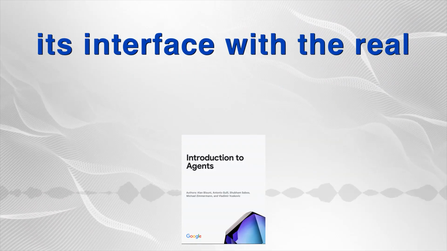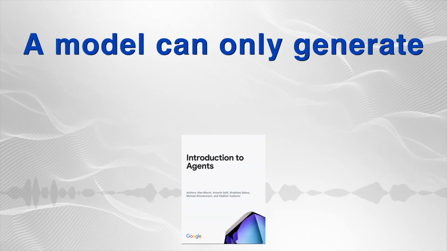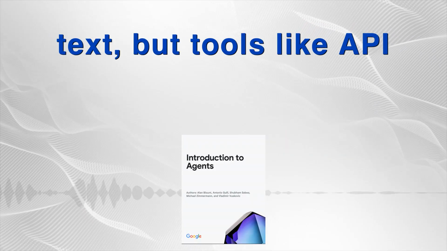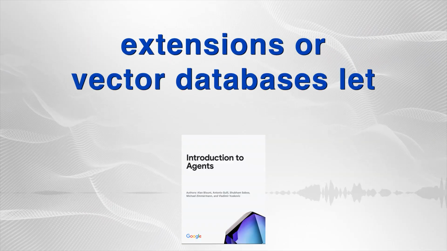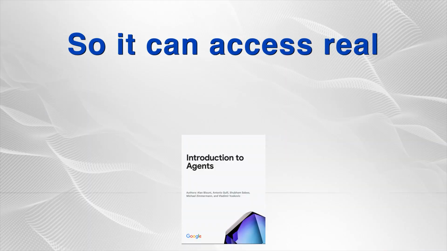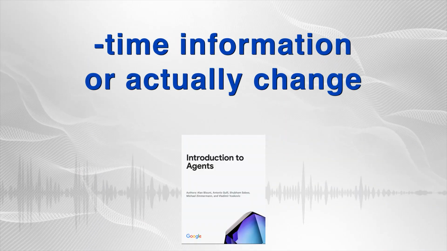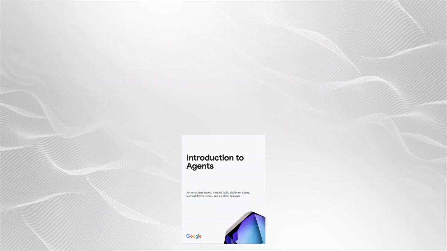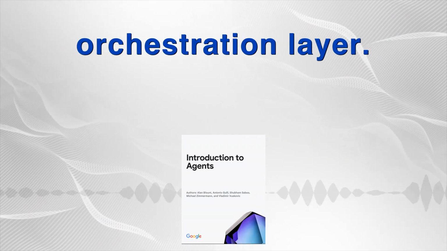These are the agent's hands, its interface with the real world. A model can only generate text, but tools like API extensions or vector databases let it take action. So it can access real-time information or actually change something in an external system. That's it. Then third, you have the orchestration layer.